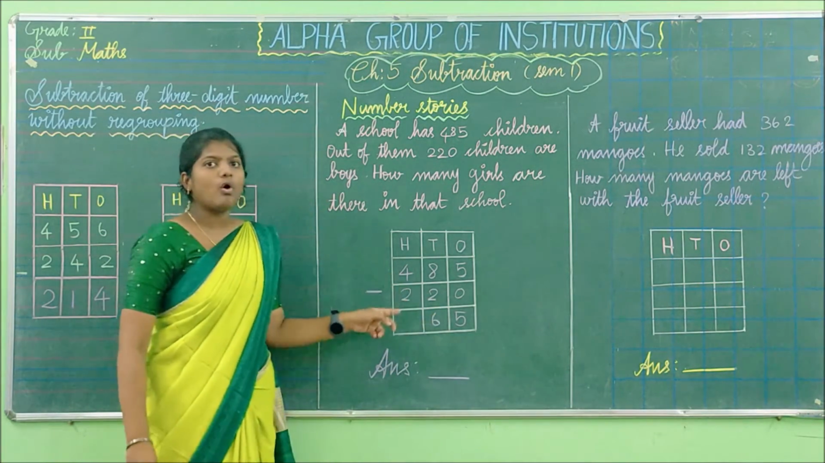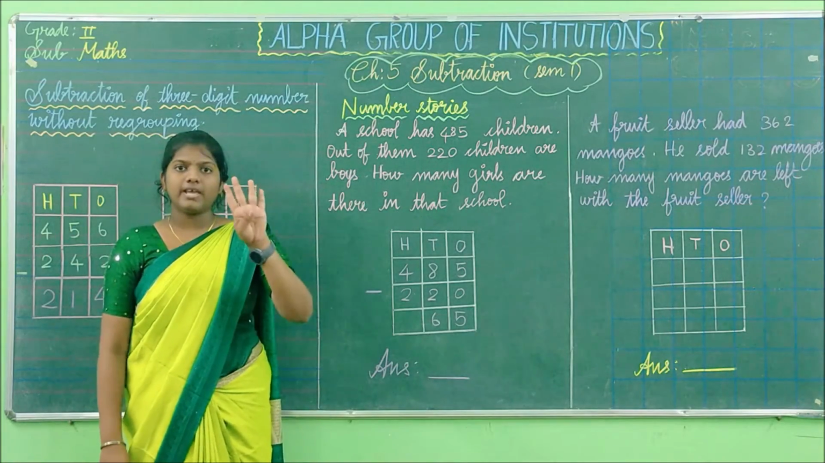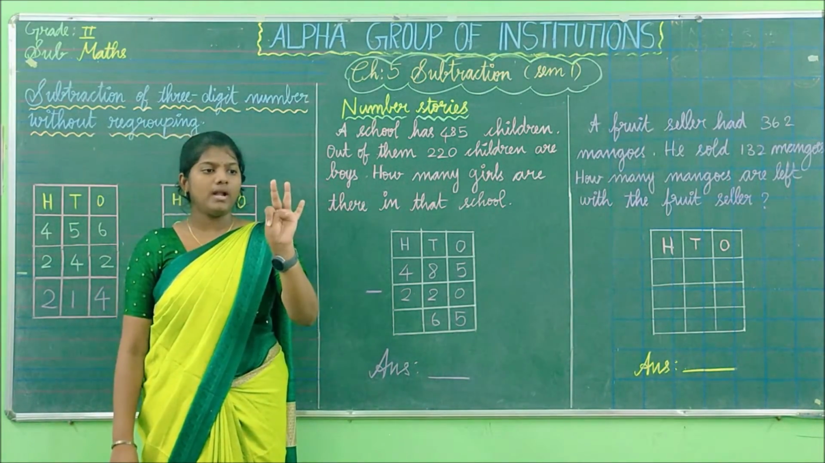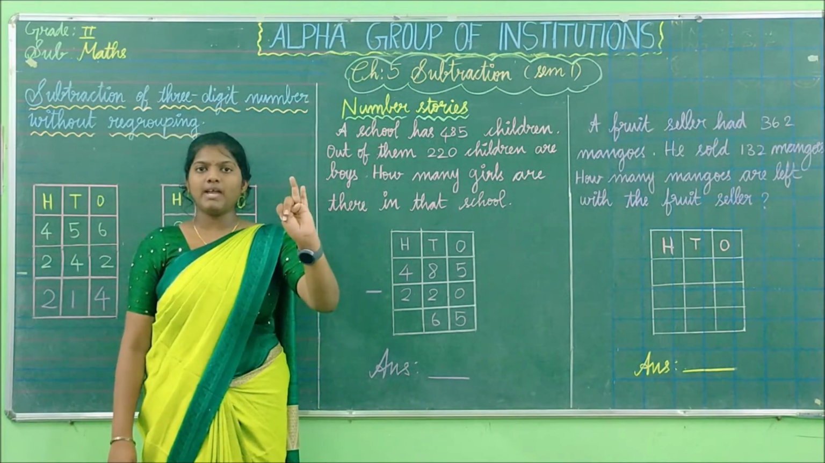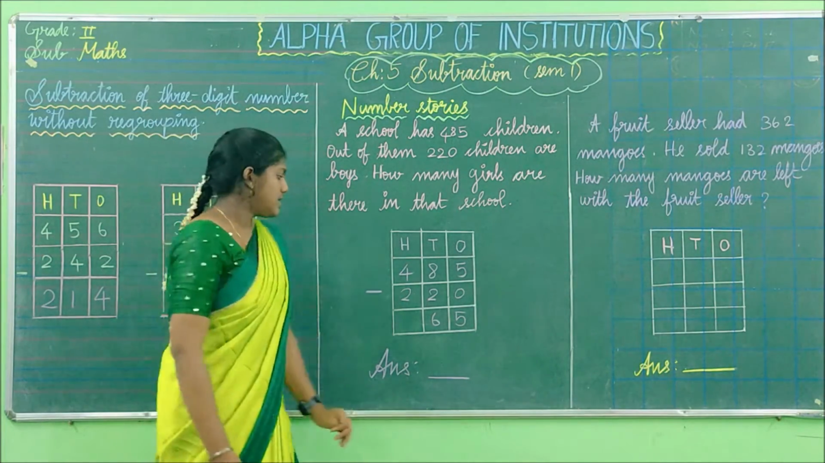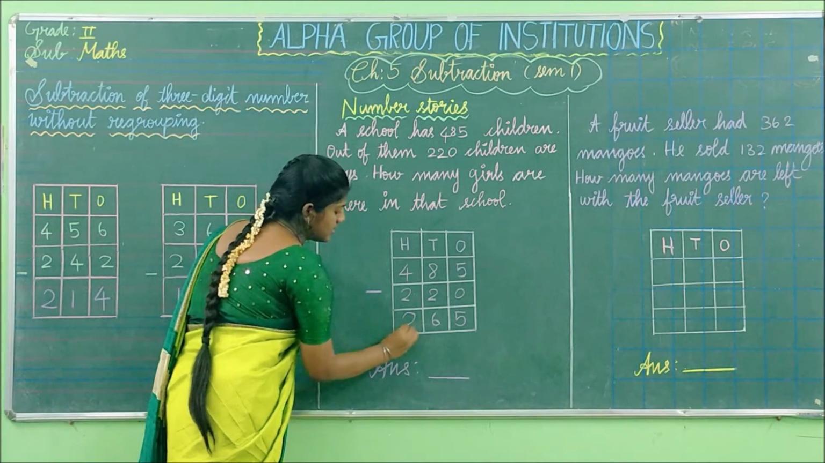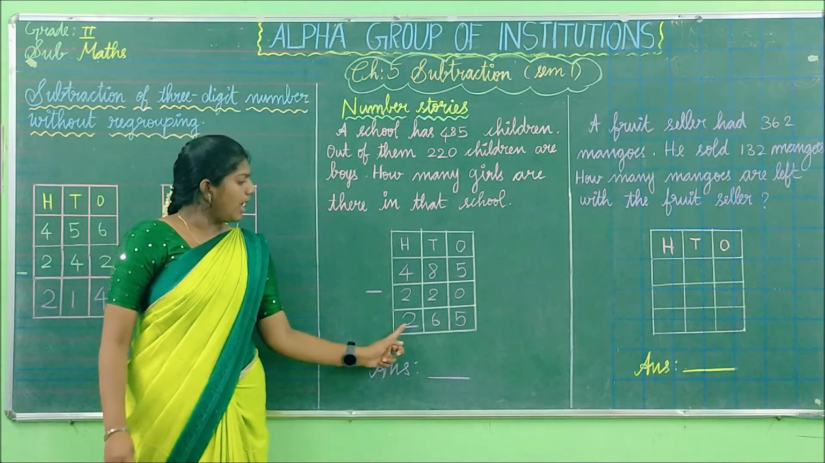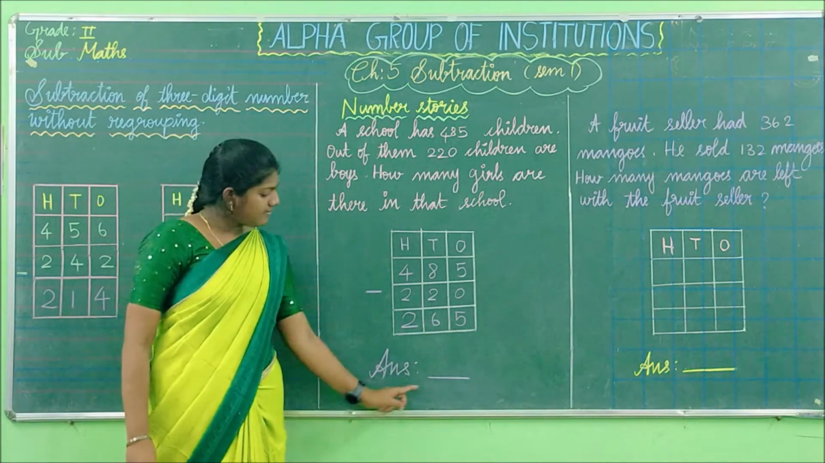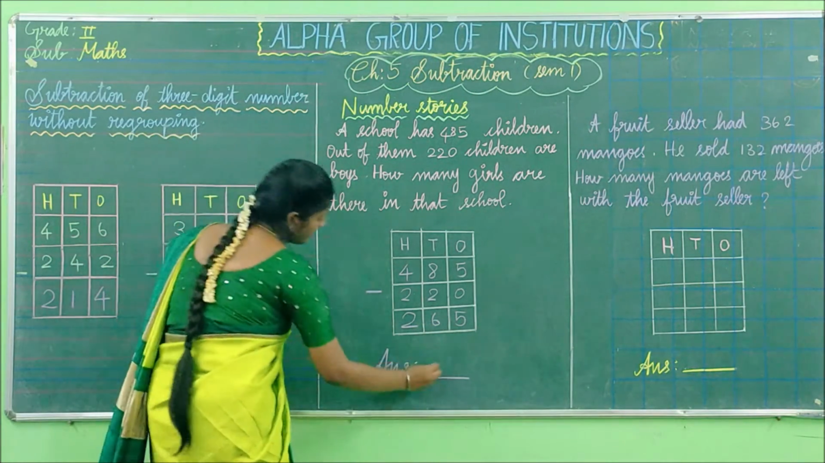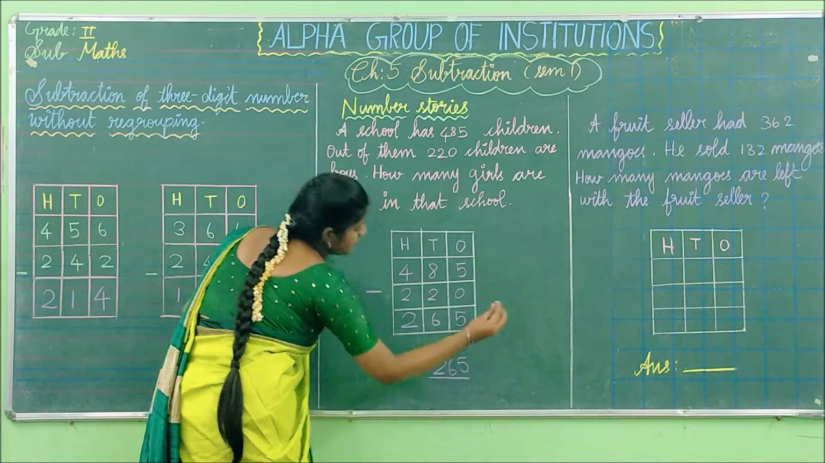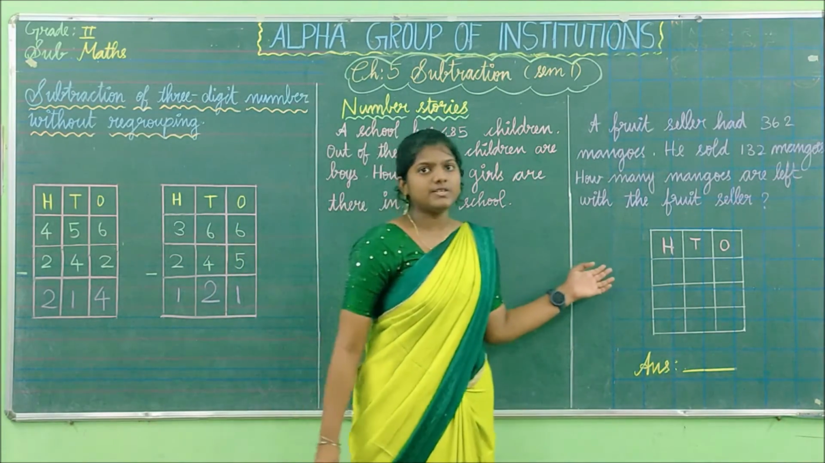And see here 4 minus 2. So I am taking 4 fingers and I am going to take away 2. So 1, 2. And how many remaining? 2. So I am going to write 2 here. So how many girls will be in that school, children? 265. Shall we write the answer here? 265.